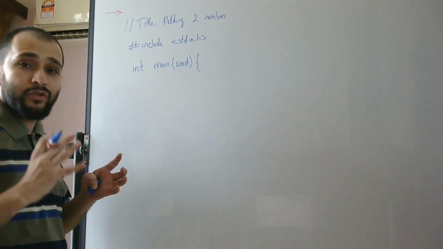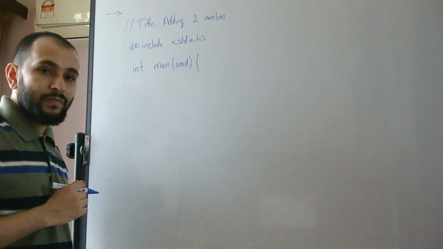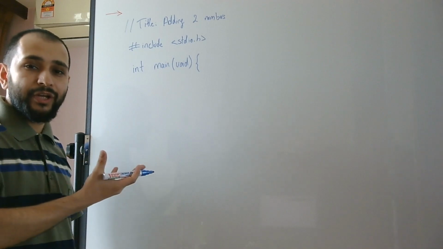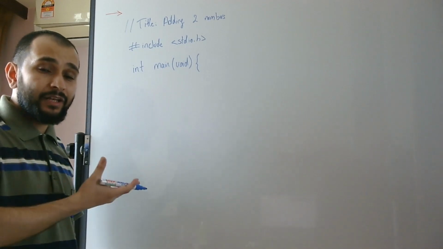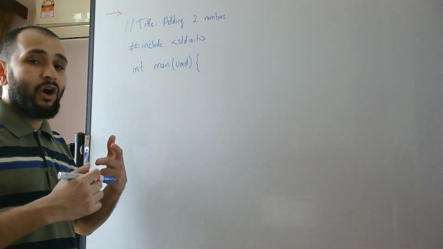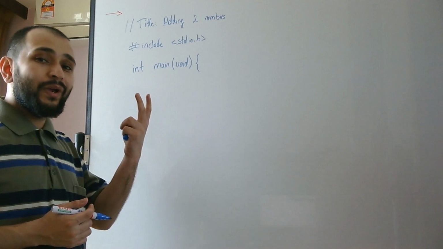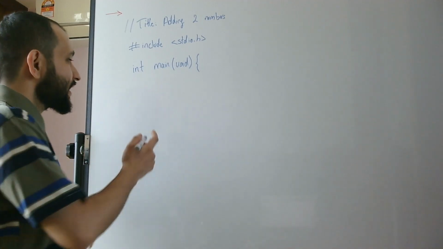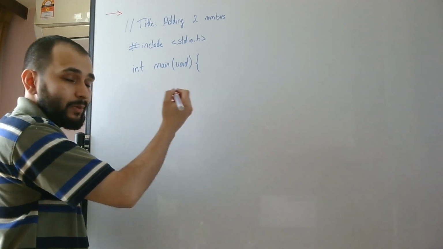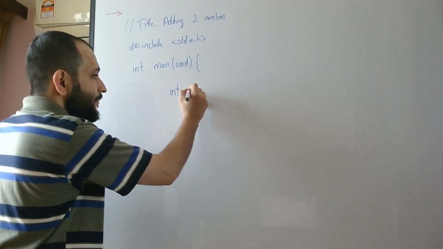So here in the main function, we are going to write our program. And the first thing that we want to do is to introduce some variables. Variables are basically placeholders in memory where we can store a value temporarily so that we can do some operation on that value. So to be able to add two numbers, we need two placeholders. That means two variables, and the type of the variables is going to be integer, because these are numbers.